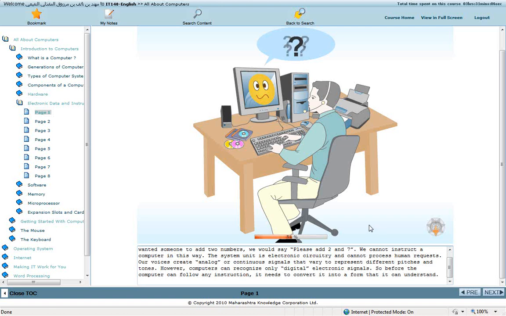Our voices create analog or continuous signals that vary to represent different pitches and tones. However, computers can recognize only digital electronic signals. So, before the computer can follow any instruction, it needs to convert it into a form that it can understand.